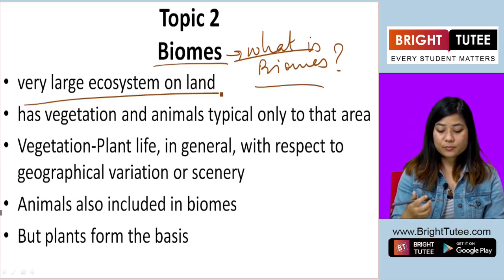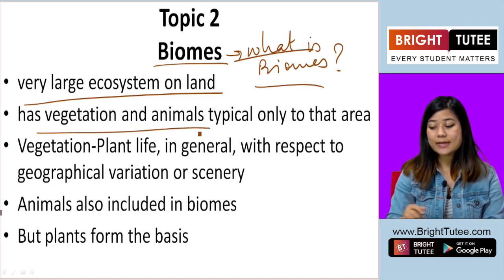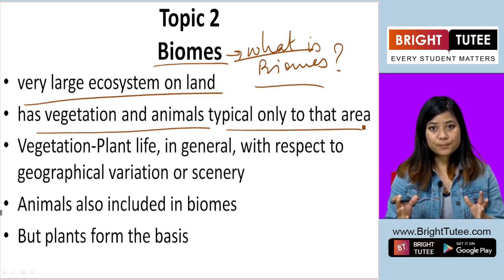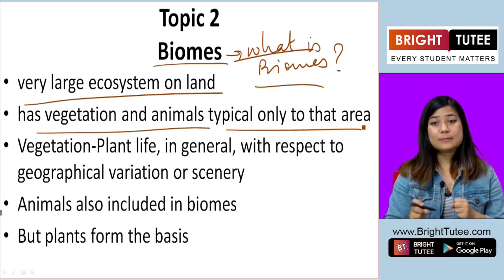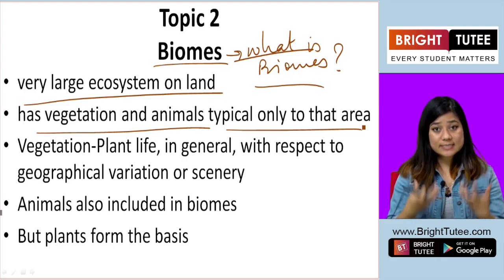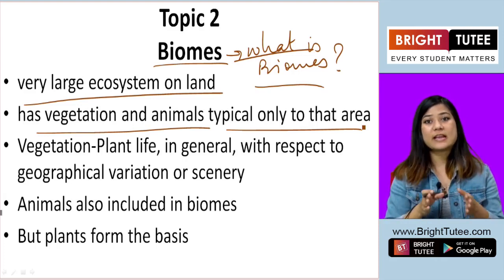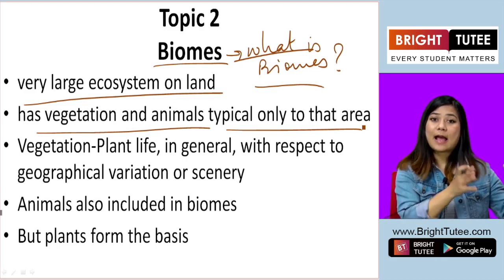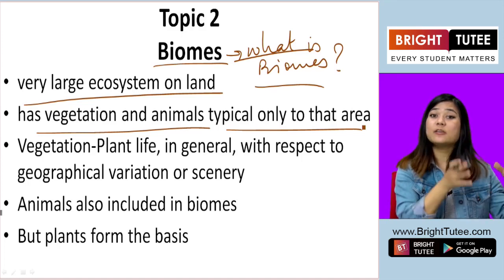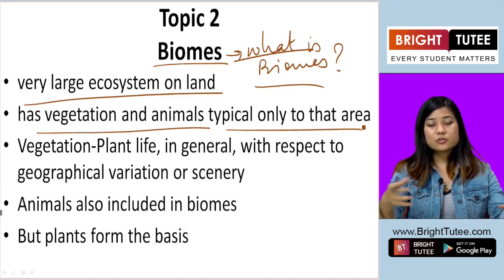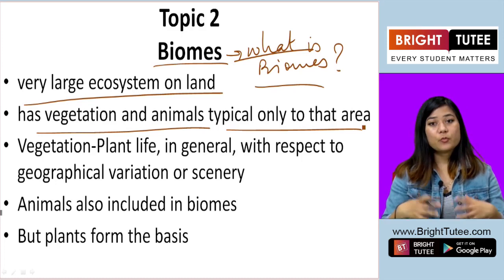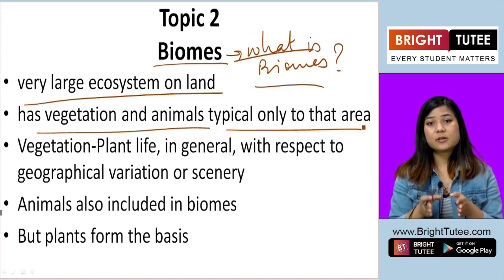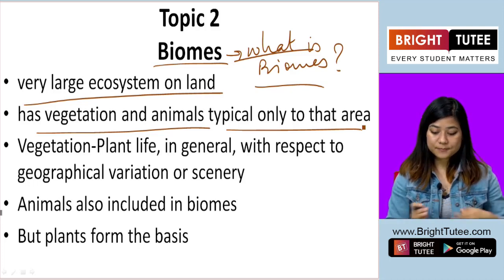Now, such biomes have vegetation and animals typical only to that area. So in one biome, the animals and the vegetation that exist are typical to that area only. In another biome, they will have animals and plants typical to that area. So an area becomes a biome which has a very large ecosystem with vegetation and animals typical to that very area.